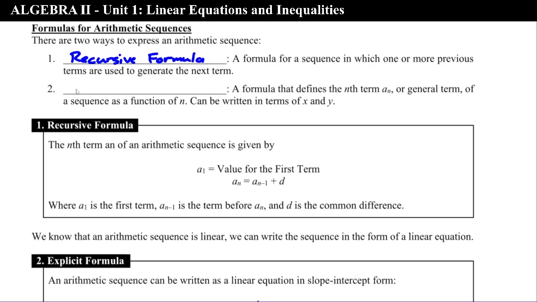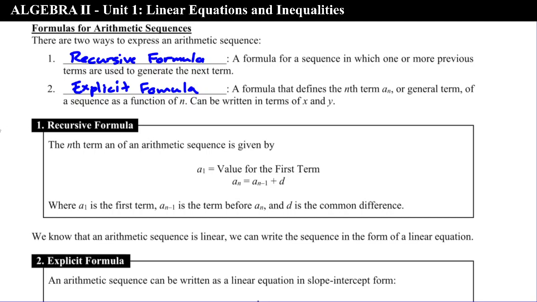The other one is going to be your explicit formula. And your explicit formula is a formula that defines the nth term, a sub n, or your general term, of a sequence as a function of n. And it can be written in terms of x and y. Essentially what you're going to end up with using an explicit formula is the equation of a line, that line representing what our sequence is, since our arithmetic sequence is a linear function.